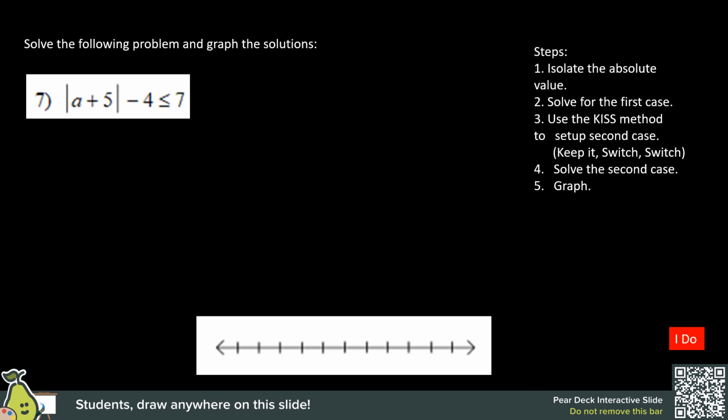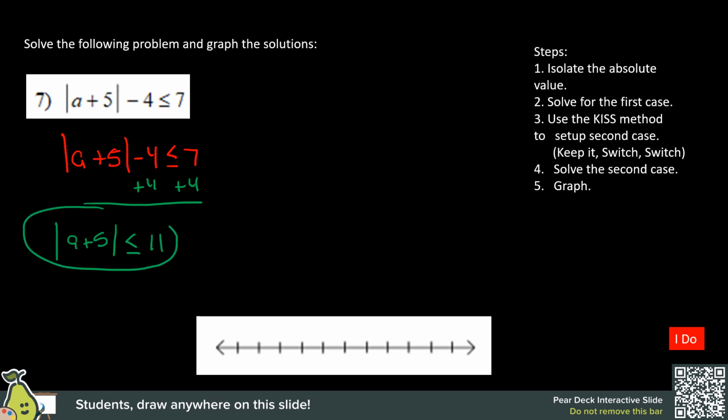Same skills. So I have the absolute value of a plus 5 minus 4 is less than or equal to 7. I want to isolate the absolute value, so I'm going to add 4 to both sides. I get the absolute value of a plus 5 is less than or equal to 11. This I'm going to circle. It's my isolated absolute value form, which is important.